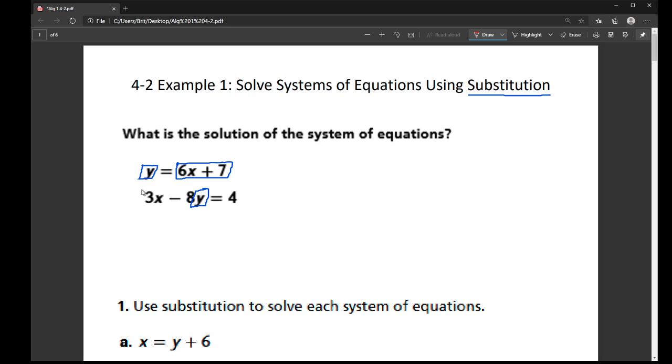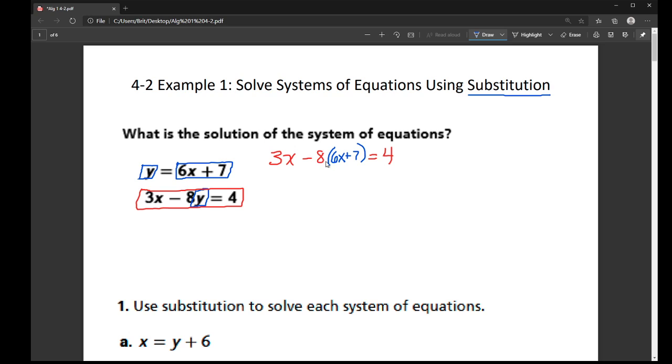So here we are. I have this red equation. There's a y in there. So I'm going to rewrite this red equation exactly how it is, except where the y is, I'm going to leave a space, because instead of writing the letter y, I'm going to substitute 6x plus 7 there.